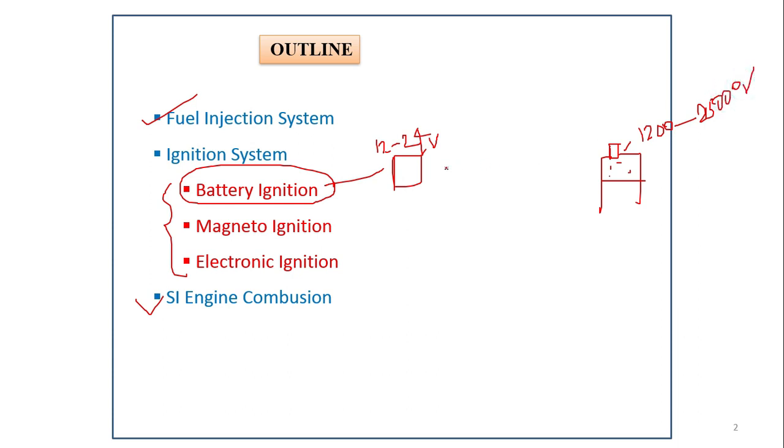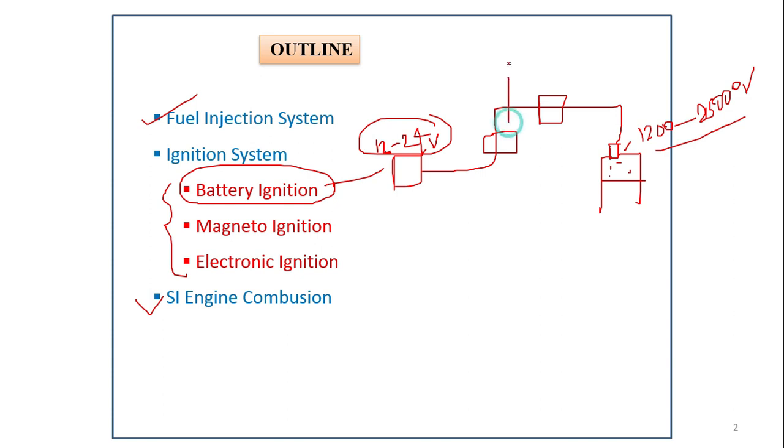Means we need to multiply this voltage up to 1200 to 25,000 volt, and for that I require a circuit attached in between. This circuit has a number of components, and that is called the ignition system. So for that we have discussed the battery ignition system.